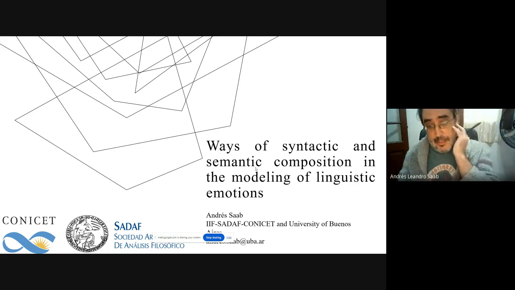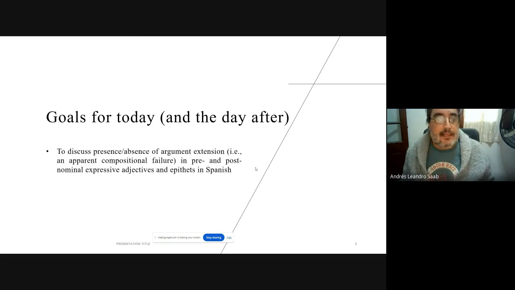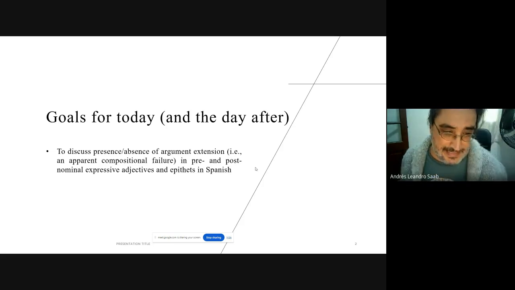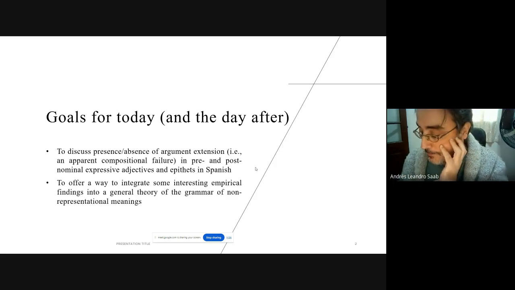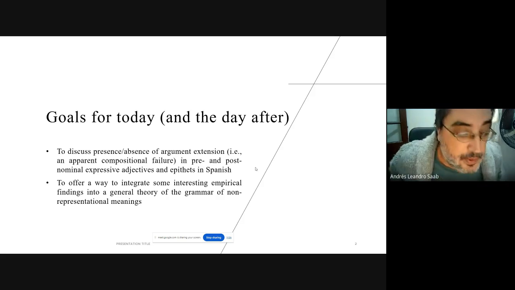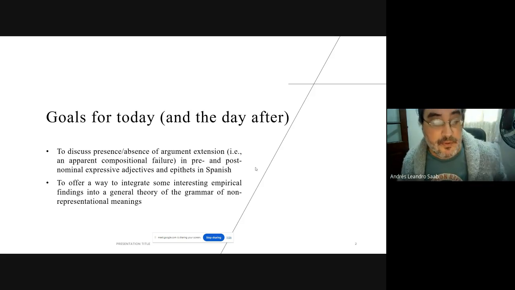And I will talk about certain types of expressive construction, mainly in Spanish. Basically, I will discuss the presence or absence of what is called argument extension, which is a type of apparent compositional failure in the use of some types of expressives. I will discuss this in three types of expressive construction: pre and post-nominal expressive adjectives and epithets in Spanish, and then I will try to offer a way to integrate some interesting empirical findings into a general theory of the grammar of non-representational meanings, which is basically the big project here, right?